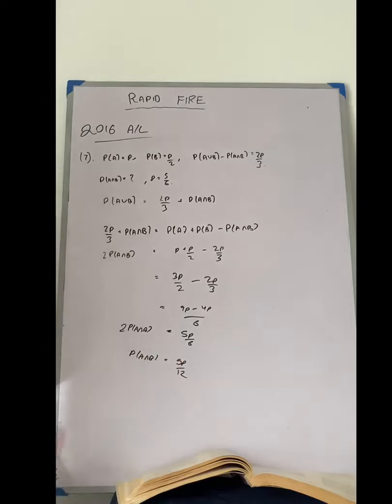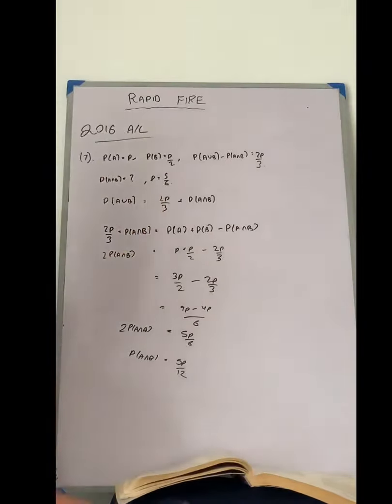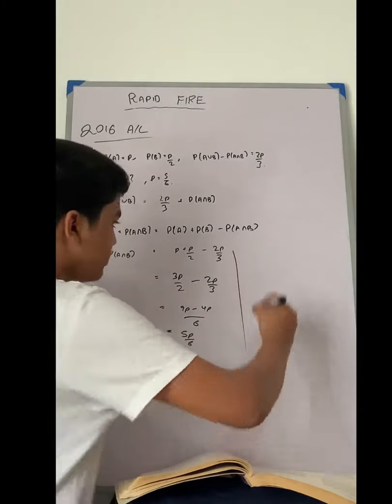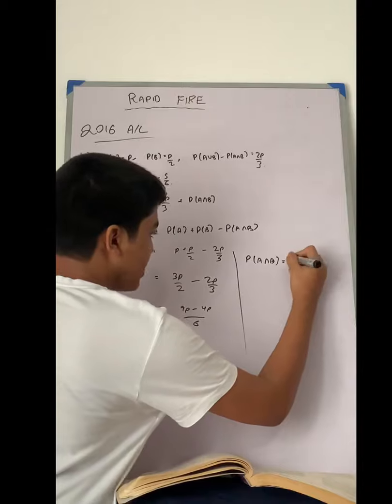So P(A intersection B) is 5/12, and using that, they're asking us to evaluate that this is equal to 5/6. Given that A and B are independent events, if we know our theory, P(A intersection B) is equal to P(A) into P(B).